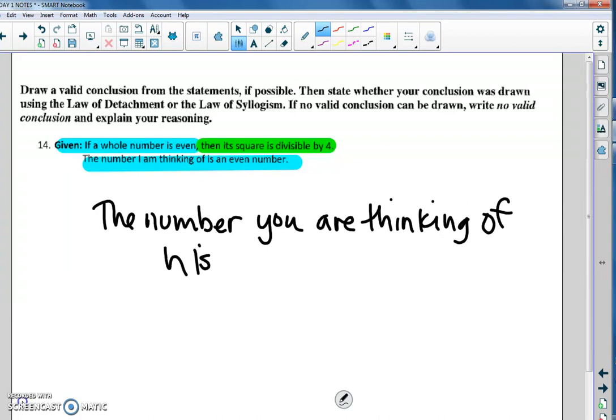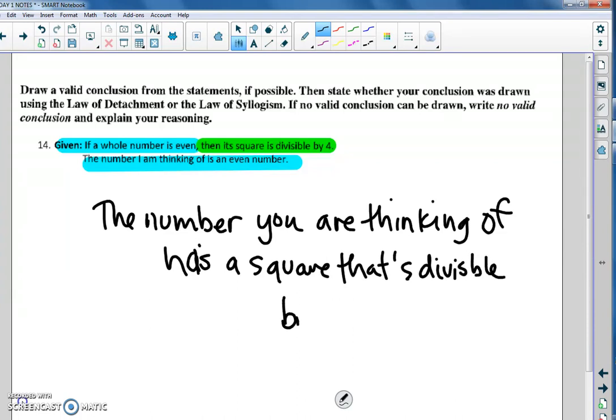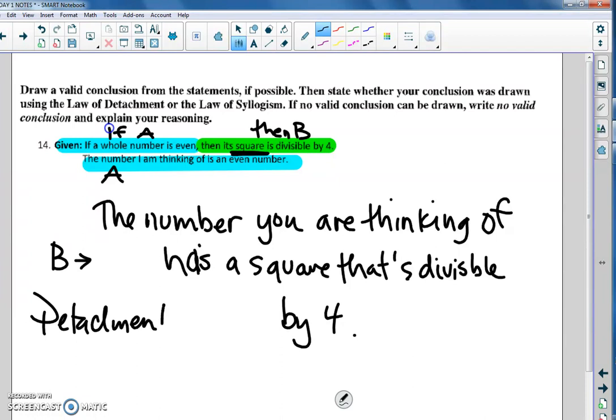Is, I'll put, has a square that's divisible by 4, because you got this part too. Then its square is divisible by 4, so you're getting the wrong part of it. So this problem is an example of detachment, because they've given me, if A, and the conclusion is then B, they gave me A, and I concluded B. So this example is using detachment, where I said, we're going to give you a statement, if A then B, you have to say A, and you conclude with B.